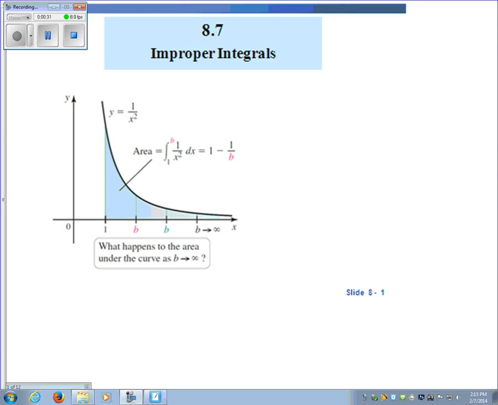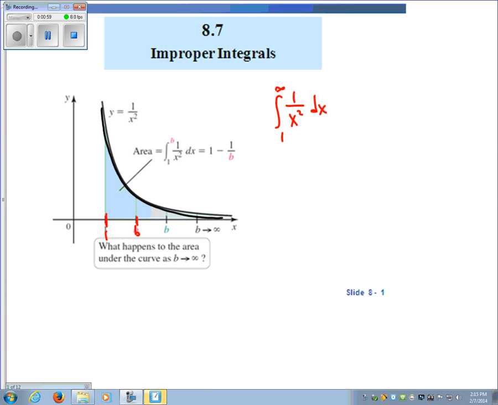Okay, so our strategy here is, let's say that we're trying to find the integral from 1 to infinity of the function 1 over x squared. If you graph that function, y equals 1 over x squared, you get this curve. And if we're integrating that from 1 to some value b, we can find the area under that curve. It's going to be a finite area.